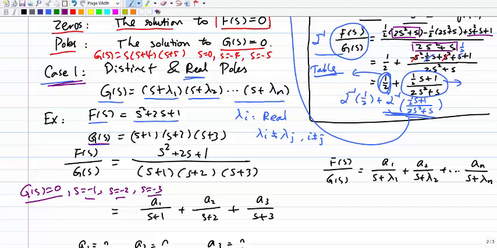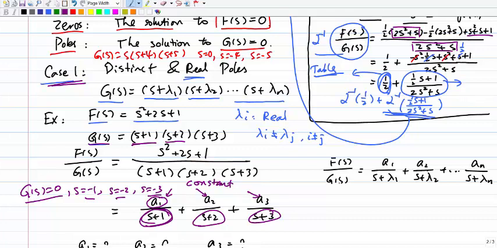Okay, so if that's the case, we can always write f(s) over g(s) as a sum of components, one for each pole: s plus 1, s plus 2, s plus 3. And the numerators are just constants. They are all constants.